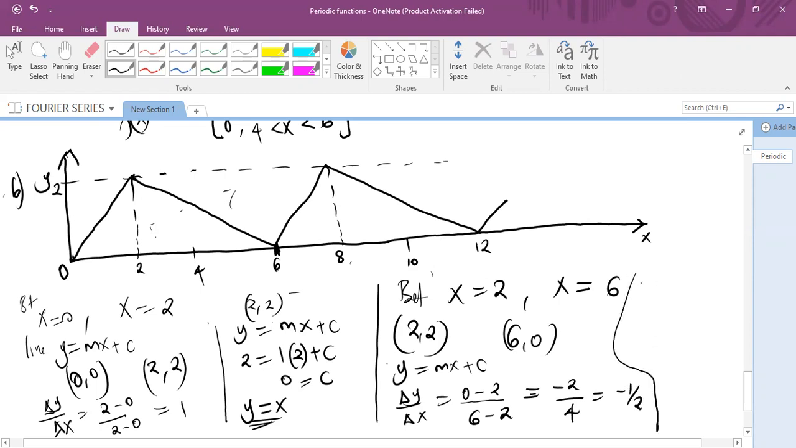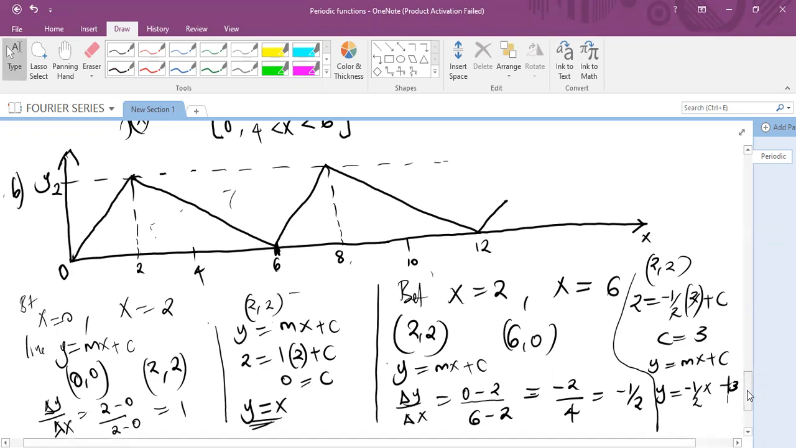So let's get the y-intercept c. Taking the point (2, 2), y is 2 is equal to m, which is minus a half, multiplied by x, which is 2, plus c. So what's the value of our c? This and this will give minus 1 on the other side. So c is equal to 3. So we'll have the equation of our line, y is equal to mx plus c, being y is equal to minus a half x plus the value of our c, which is 3.